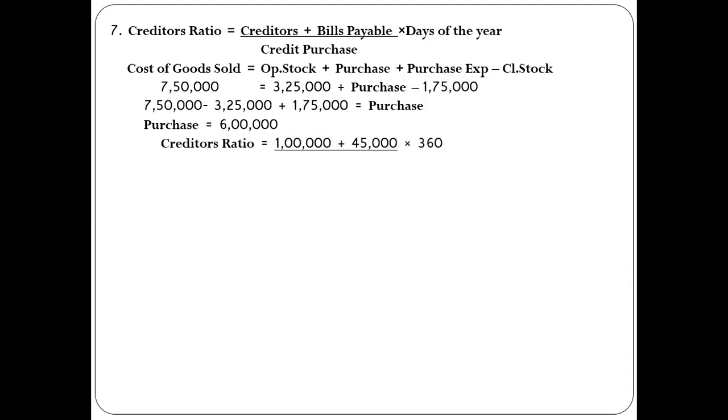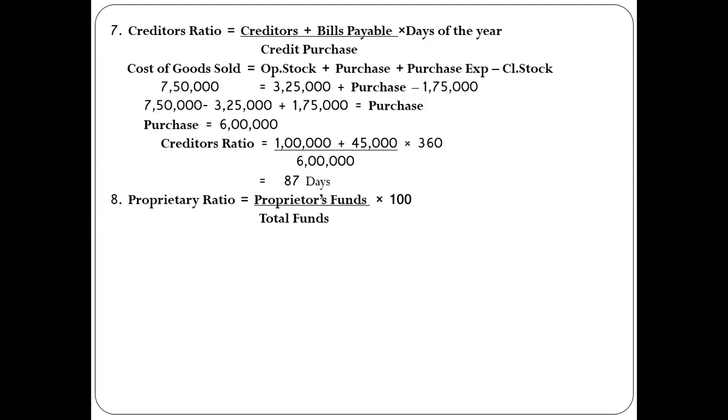Okay, so now we will keep the amounts in the formula of creditors ratio. That is 1 lakh creditors we have already in the balance sheet, and bills payable is 45,000, divided by 6 lakh credit purchase, which we have already found. How will we decide whether it is credit purchase or cash purchase? Because there is no specification, we will consider the whole purchase as credit purchase. So 1 lakh plus 45,000 divided by 6 lakhs into 360. So we'll get the answer 87 days.